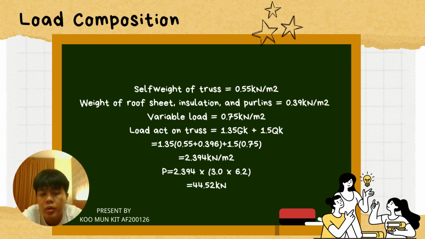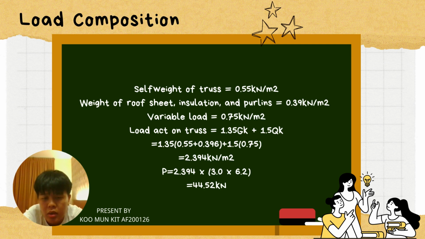Then I will present the load composition on the truss. First of all, the self weight of the truss is 0.55 kN per meter square, and the weight of roof sheet, insulation, and purlins is 0.39 kN per meter square. The variable load is 0.75 kN per meter square, which is referred from the Eurocode.